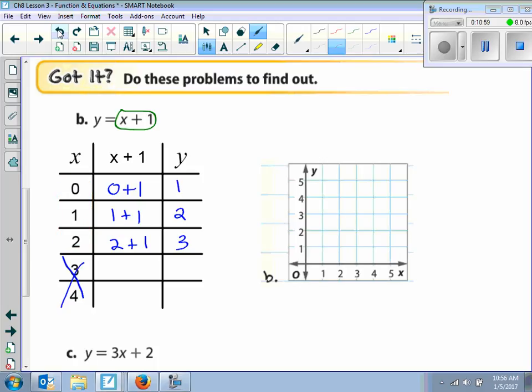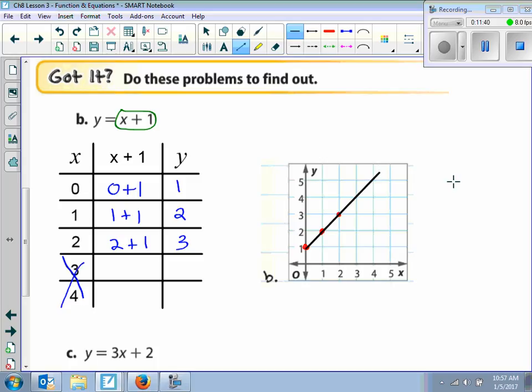So, what's my first ordered pair? 0, comma, 1. So here's 0, comma, 1, right there. The second ordered pair is 1, comma, 2. You see it? And the last one is 2, comma, 3. And then, of course, when we connect our plotted points, what do we get?